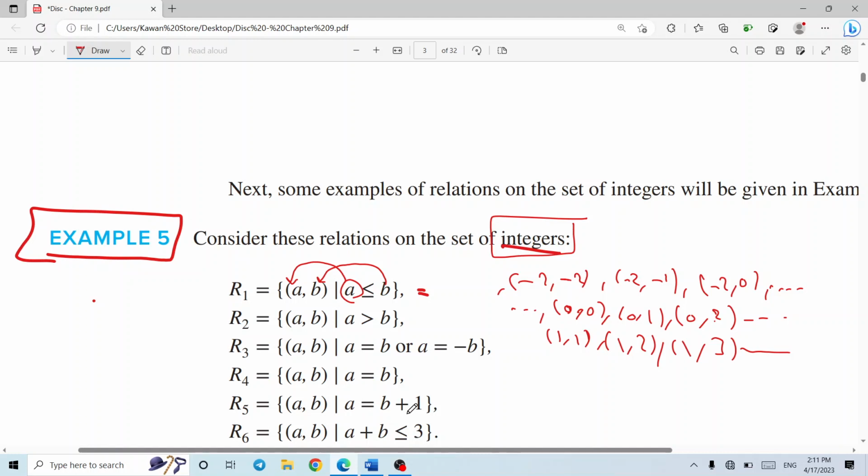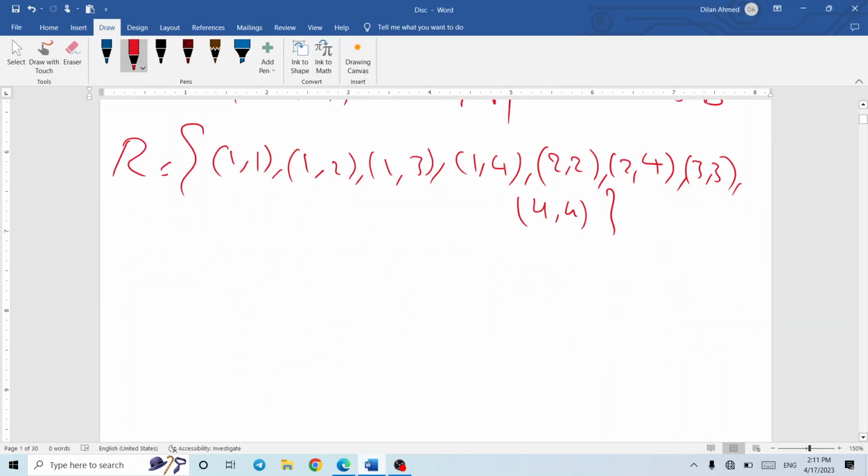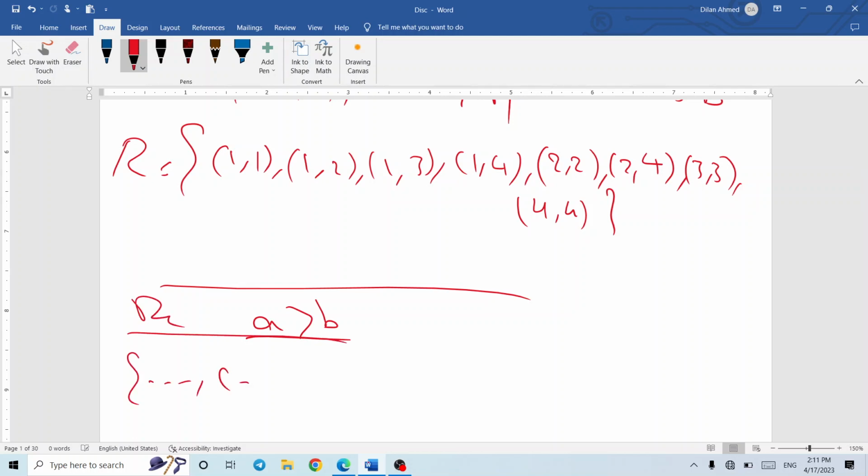How about R2? Can you imagine? First location is greater. Let me start with -1. So -1, look, we say A greater than B. It's the relation 2. So I say -2 greater than -3, -1 greater than -2. Am I right? 0 is greater than -1. Understood?